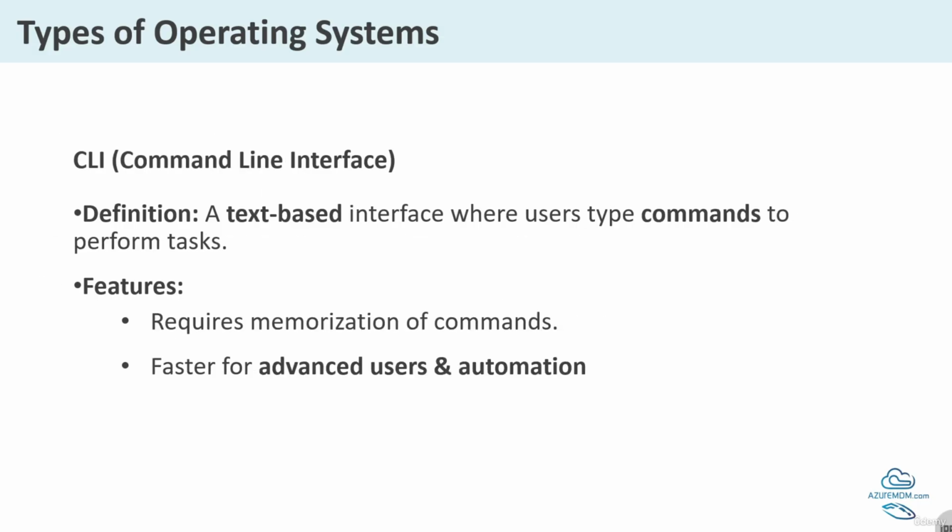Now, CLI, Command Line Interface. The CLI lets you control your computer by typing text commands instead of clicking icons. It looks like a black screen with white text where you enter specific instructions. This method is powerful but requires learning commands first. Examples include Windows command prompt, Linux terminal, and Mac operating system terminal. It's mainly used by programmers and IT professionals.